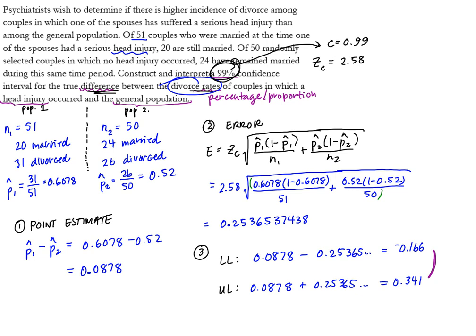So we really can't claim that there's any discernible difference in divorce rates based off of this sample, since it's possible for the difference between the divorce rates, P1 minus P2, could possibly be 0, because 0 is on this interval. So maybe there's no difference in divorce rates. I can't claim that one's higher than the other since the interval contains 0. So we are 99% confident that the true difference in divorce rates between those with a head injury and those without is between negative 0.166 and positive 0.34.